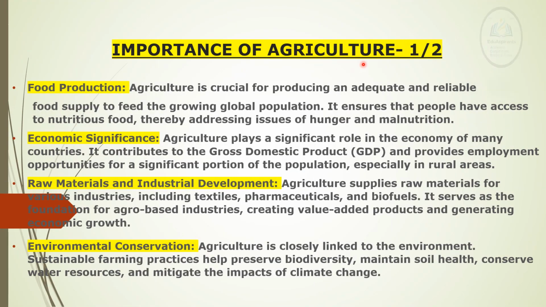Importance of agriculture, part 1 of 2. Food production. Agriculture is crucial for producing an adequate and reliable food supply to feed the growing global population. It ensures that people have access to nutritious food, thereby addressing issues of hunger and malnutrition.